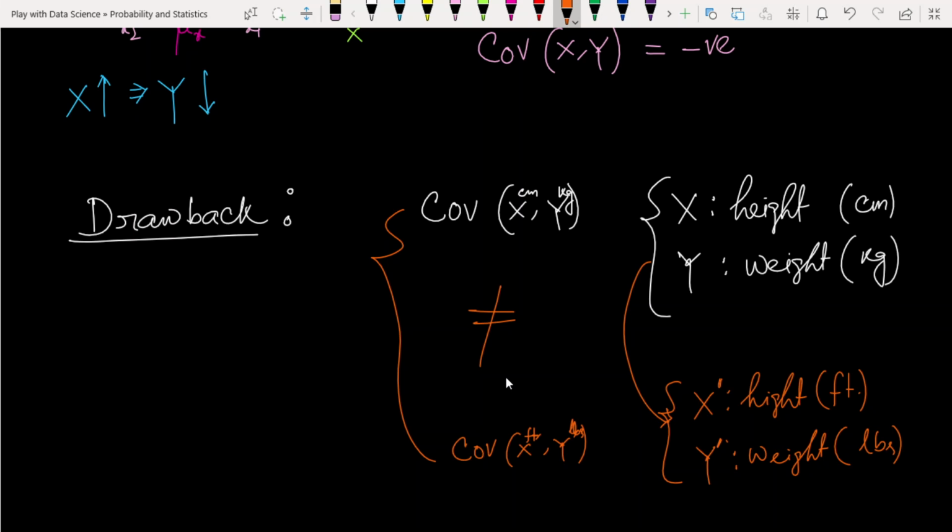So in the next lecture we will see how to solve this problem that we faced in calculating covariance. We will remove it by simply using the Pearson correlation coefficient concept. We will see that in the next lecture.